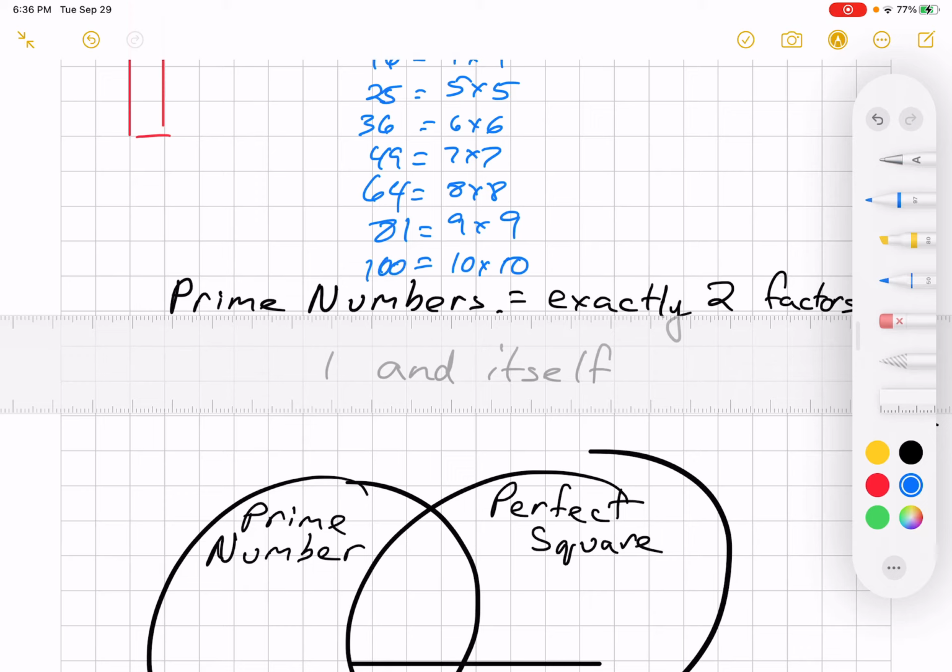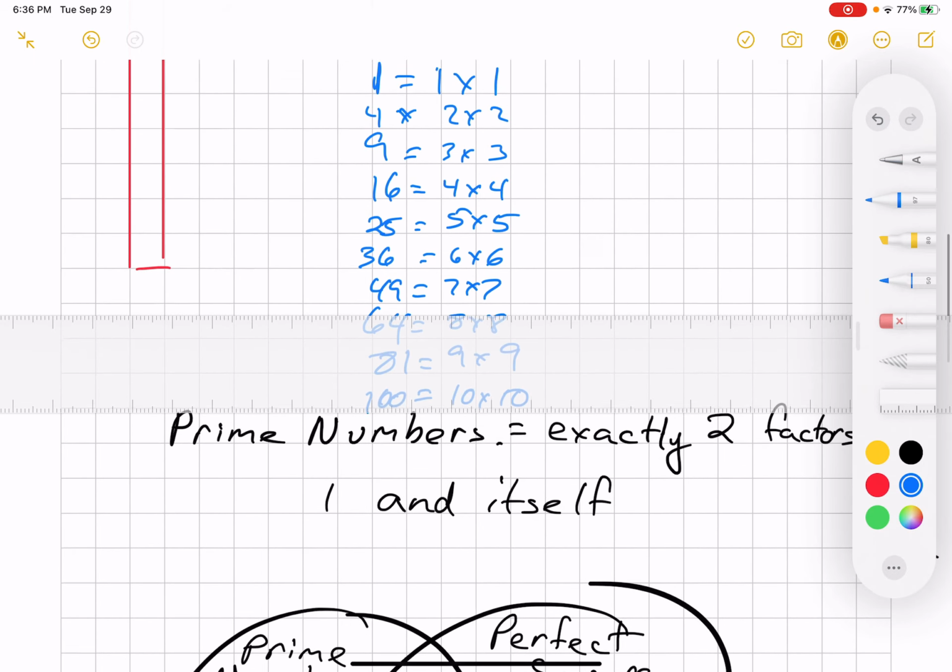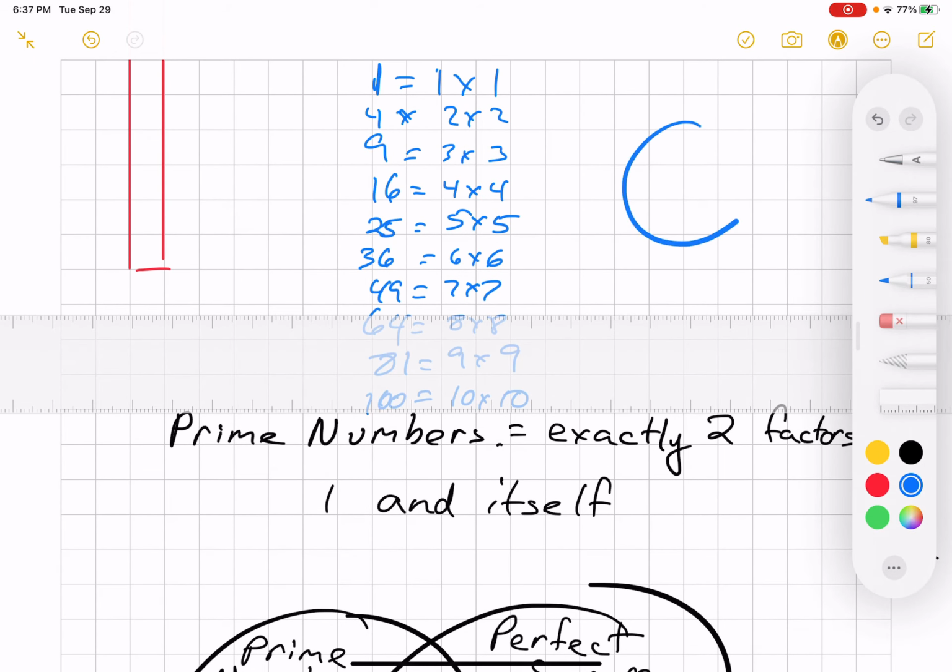Now, what about the number 0? I'm just going to put 0 up here, okay? Now, 0 is a very special number because I can't draw a square for 0. I can't do a 0 by 0 square, but mathematicians include 0 as a perfect square, even though there is no square that I can draw.